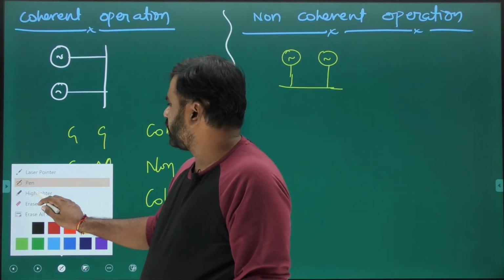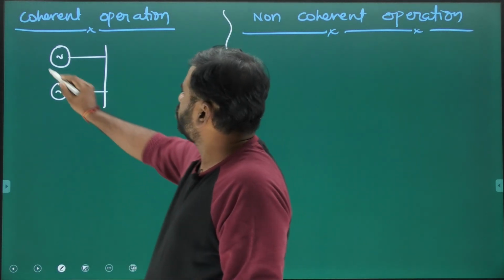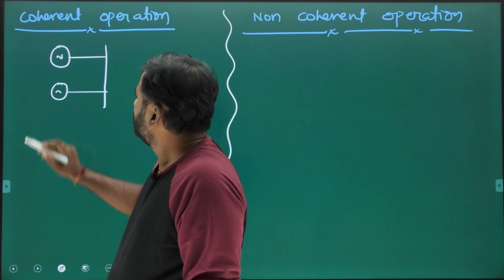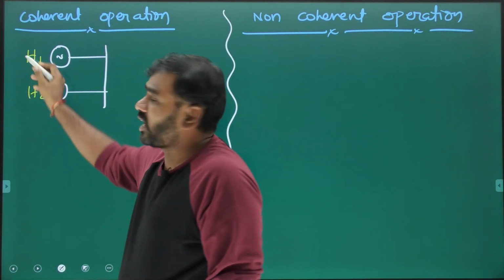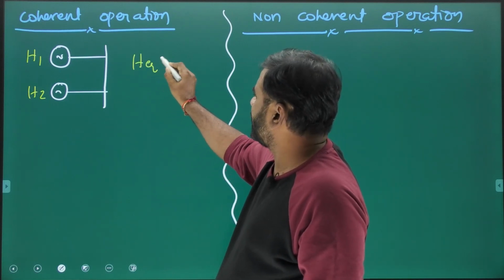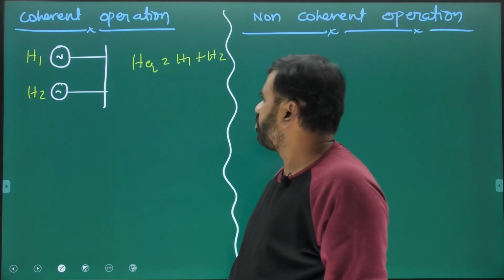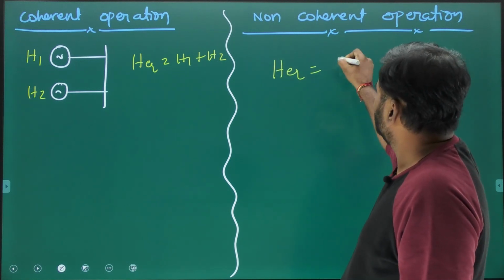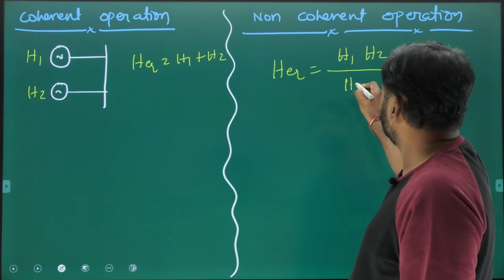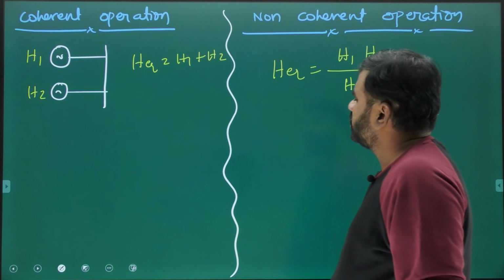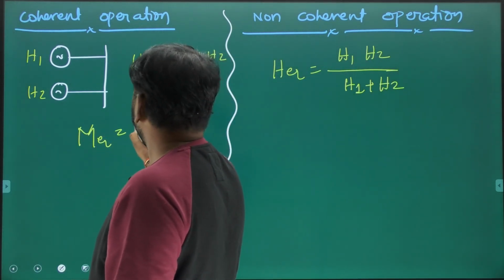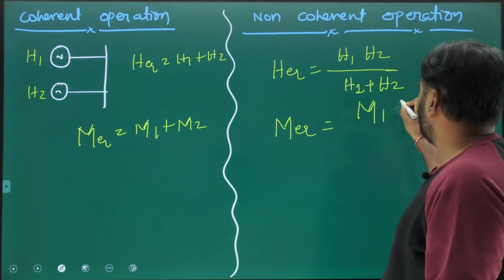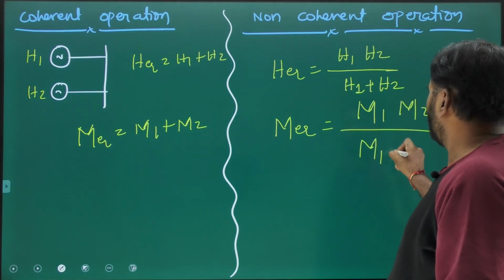So, for a coherent operation, if you notice, the two machines have inertia constants H1 and H2. They are already on a common base, careful. Then H equivalent can be written as H1 plus H2 if they are on a common base. Clear? And for non-coherent operation, H equivalent will be H1 H2 by H1 plus H2. But what about M equivalent? For coherent operation, M equivalent is M1 plus M2. But here M equivalent will be M1 M2 divided by M1 plus M2.